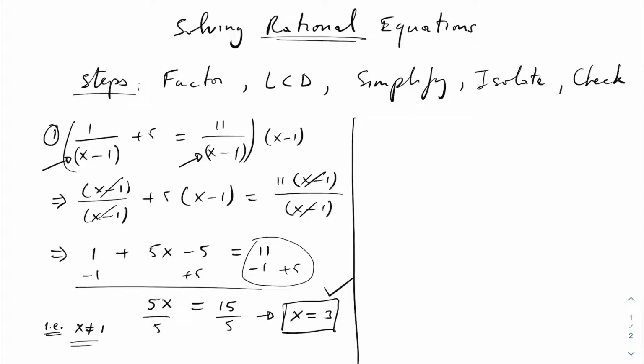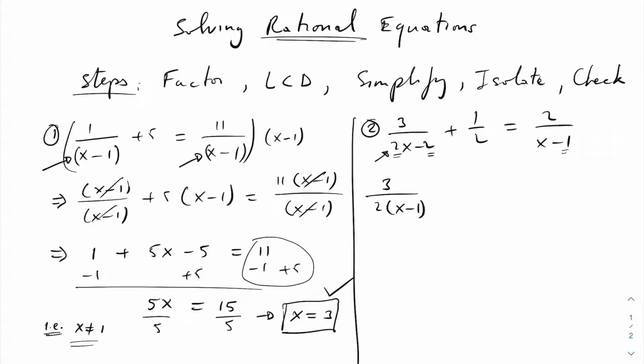Let's look at another example here, example number 2. We are going to have 3 divided by 2x minus 2 plus 1/2 equals 2 divided by x minus 2. First thing we need to do here is to factor everything. So if you look at our first term here, the denominator 2x minus 2 can be factored out because 2 is common to both of those terms. So you're going to have 3 divided by 2 times the quantity x minus 1.